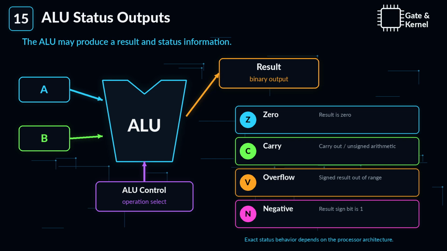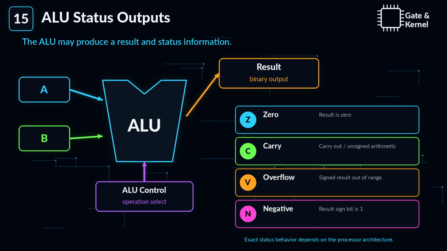Different processor architectures expose and use these status signals differently. Some architectures have a dedicated status register. Others use comparison instructions in different ways. So we do not need to memorize one universal flag system. The important lesson is this: the ALU can produce more than a number. It can also produce information about that number. And the CPU can use that information to control what happens next.